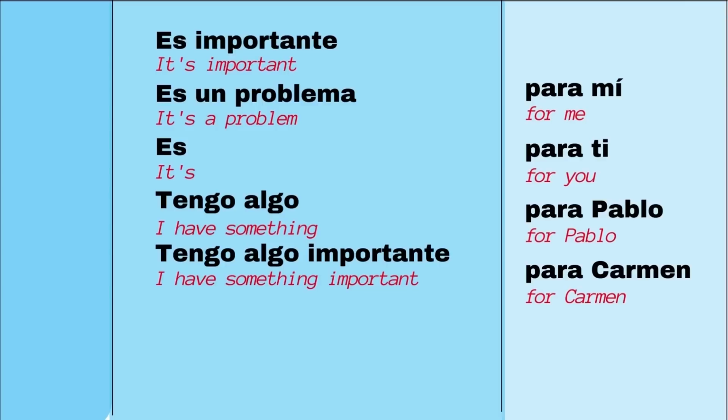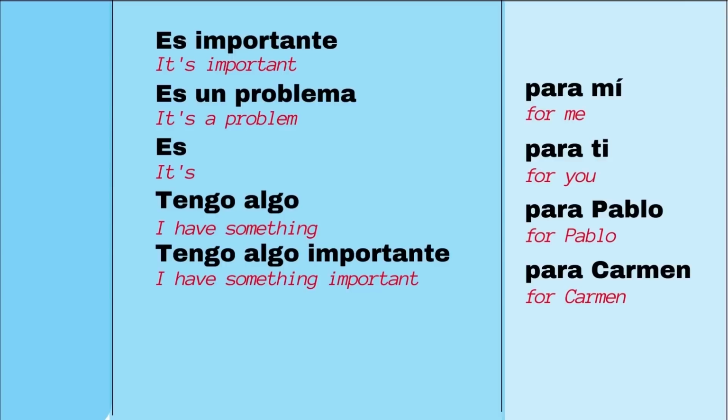But anyway, back to where we were. Tengo algo importante. I have something important. How would we say, I've got something important for you? Tengo algo importante para ti.